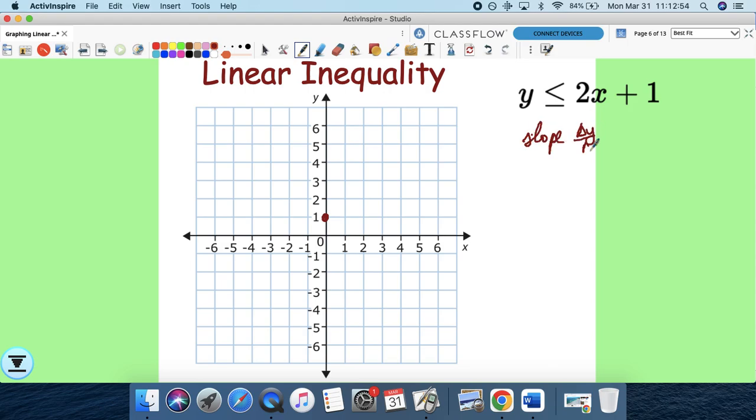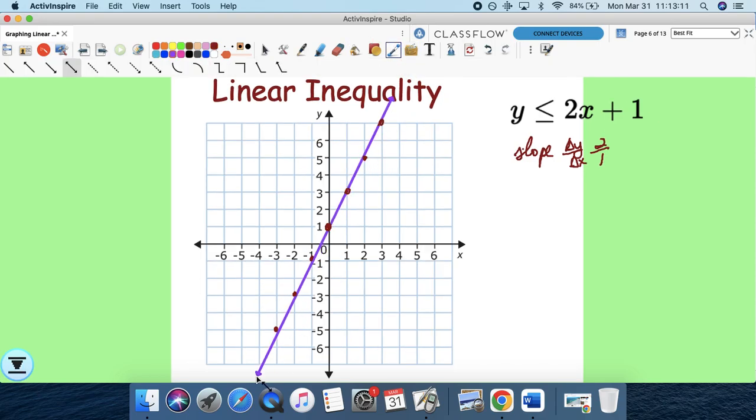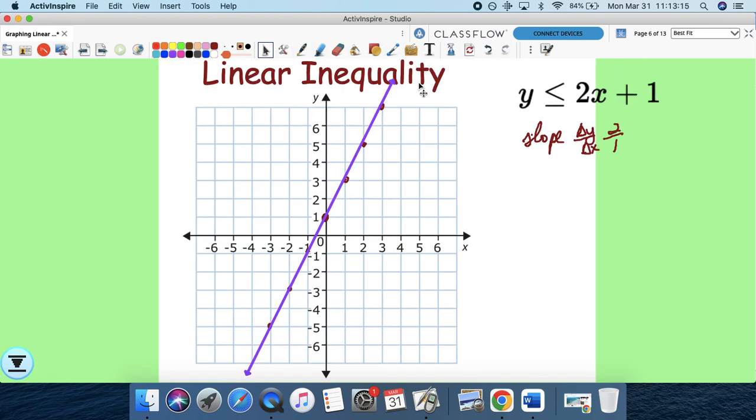Changing y, changing x is 2 over 1. We're going to go 2 up, 1 to the right, and again it's positive, right? And we're going to get the same line that we had in the previous example. And we know that this line here, the purple line that I just created, is going to be solid because it's a less than or equal. That's going to be solid.